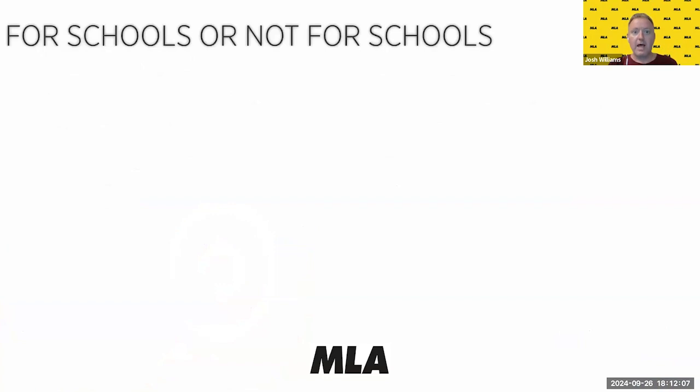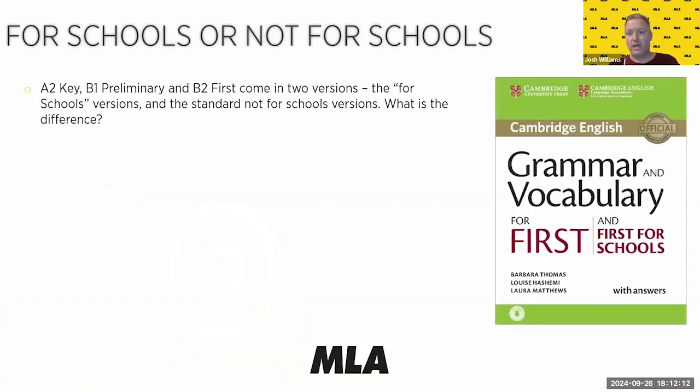Okay. As I said, I want to deal with this "for schools" version. We have a little book here, quite a common book that, as you can see, has "for first" and "for first for schools". These three exams, the A2 Key, the B1 Preliminary, and the B2 First, come in two versions. That is the "for schools" version and the standard, or we might call it the "not for schools". It's not called "not for schools", but it's just called, for example, B2 First.